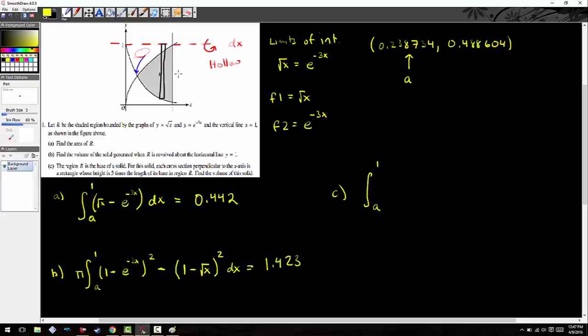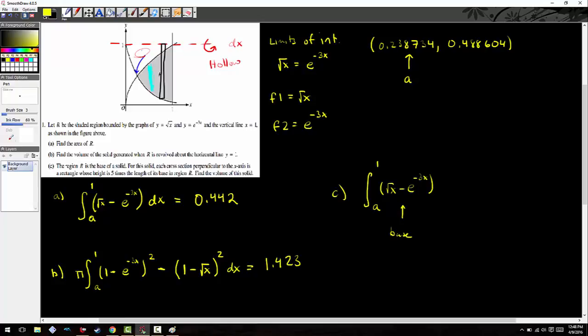And so what I've got here is rectangles, where my base is determined by the distance between those two functions. Well, the distance between those two functions is something we've been working with a lot. It's this rad x minus e to the negative 3x. And that is the base.